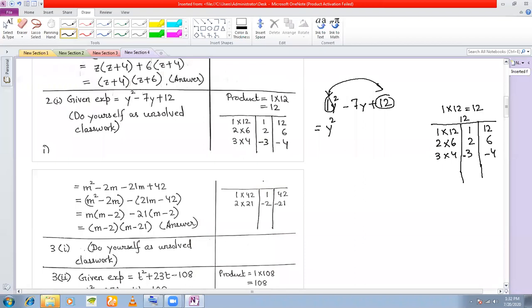Yes, sir. y square minus 3y minus 4y plus 12. Okay, so I break up 7y as minus 4y and minus 3y. Now I'll group these two. y square minus 3y, group the first two. Then group the next two. I'm keeping a bracket, I am keeping a minus sign outside. So clearly this sign will change to a minus sign.